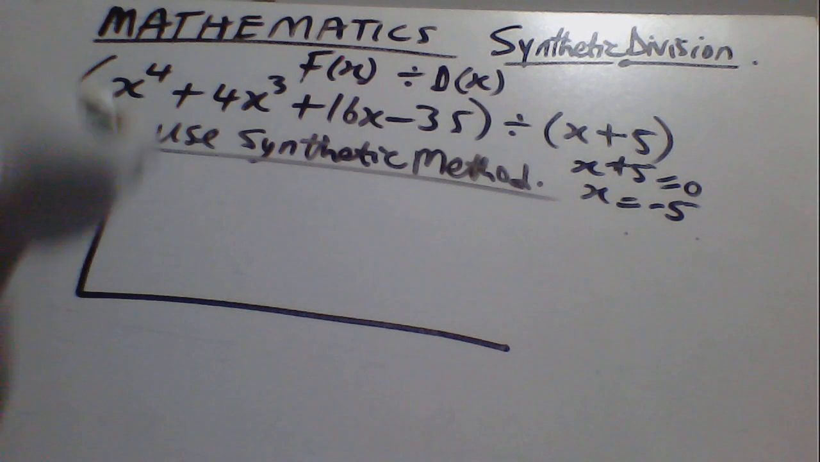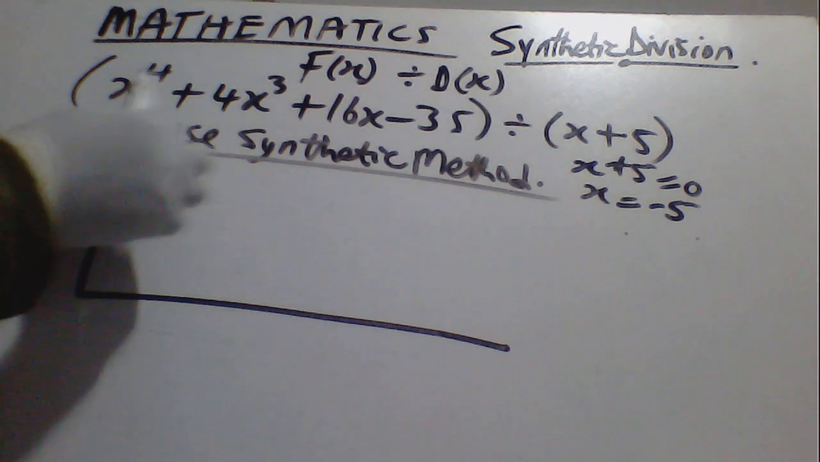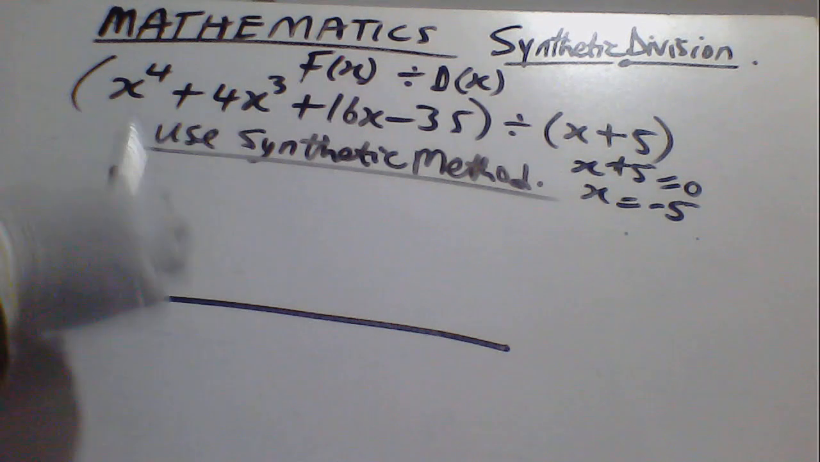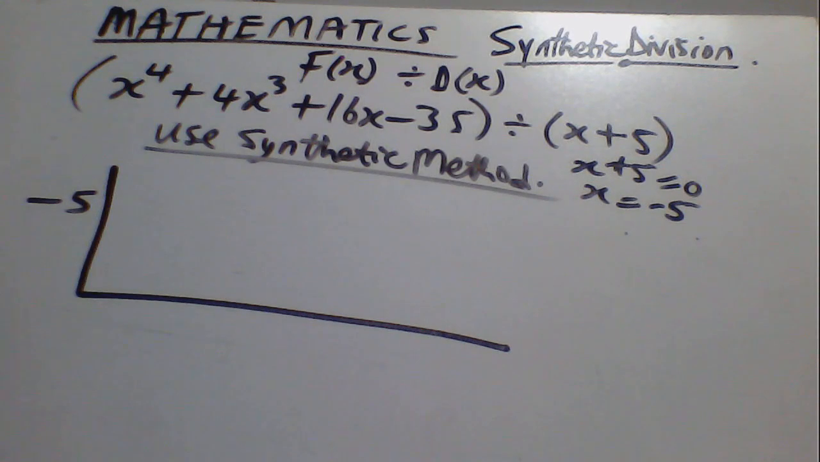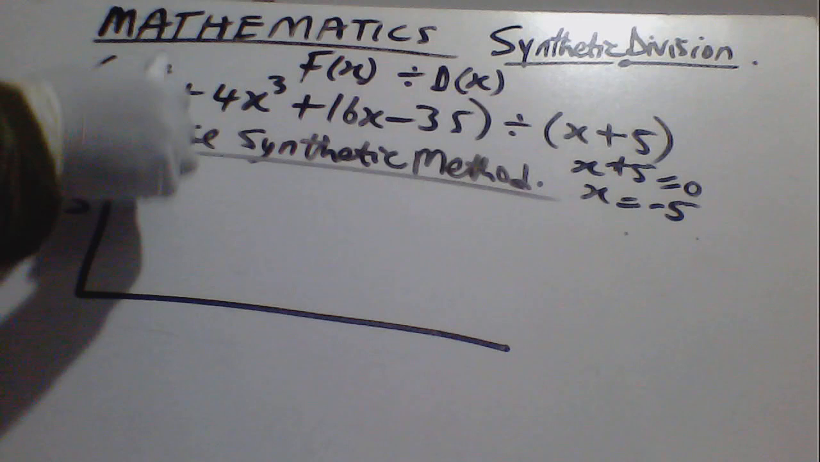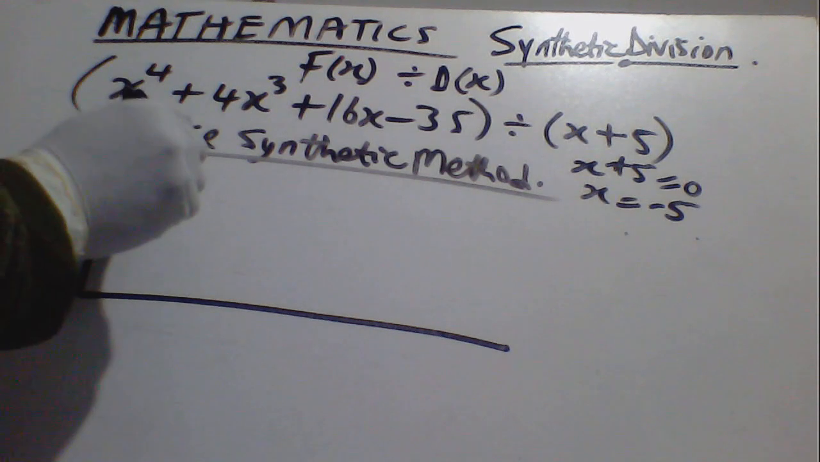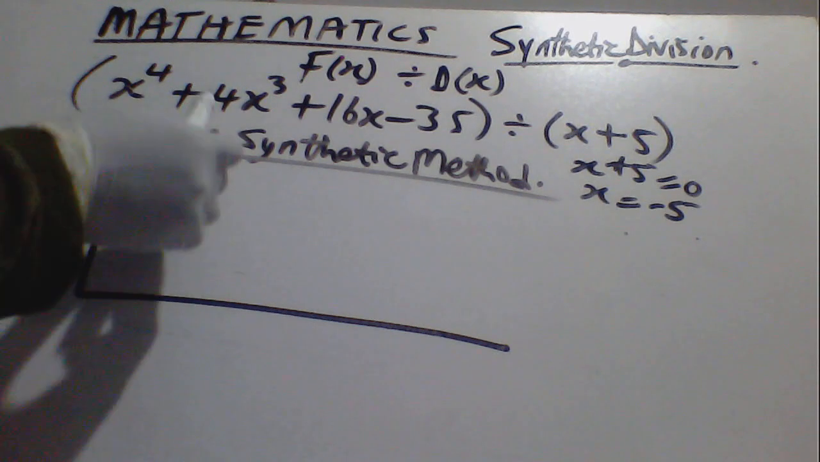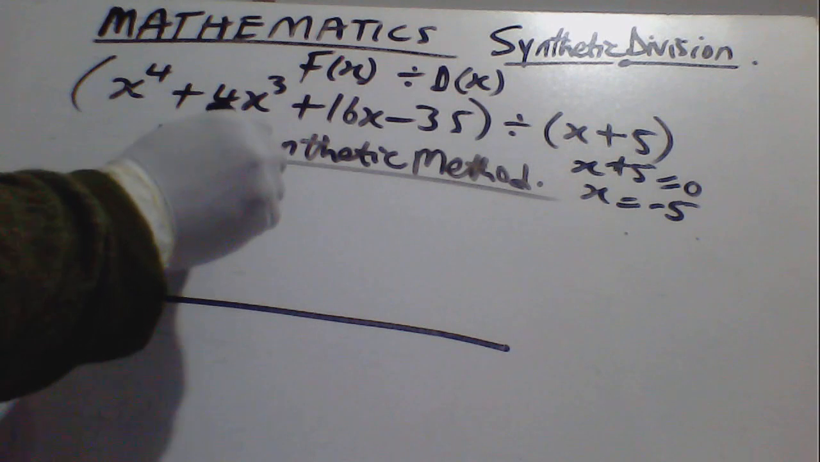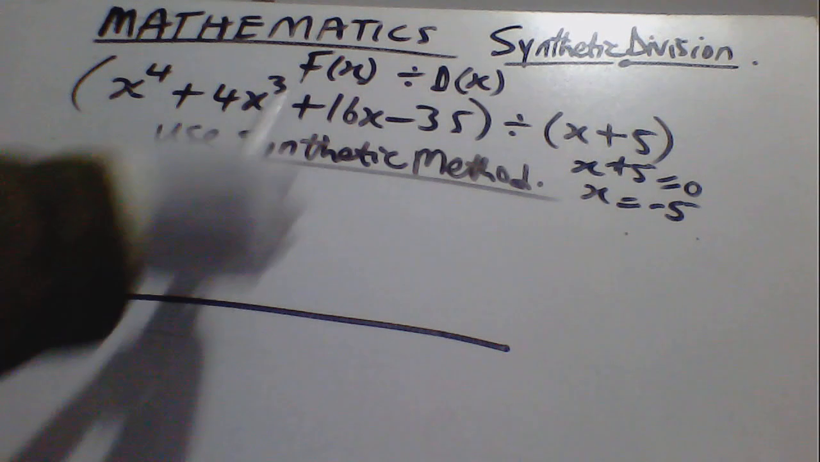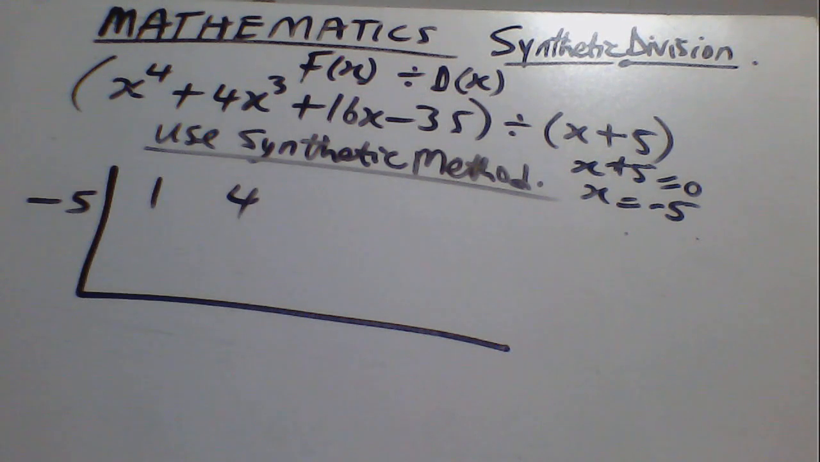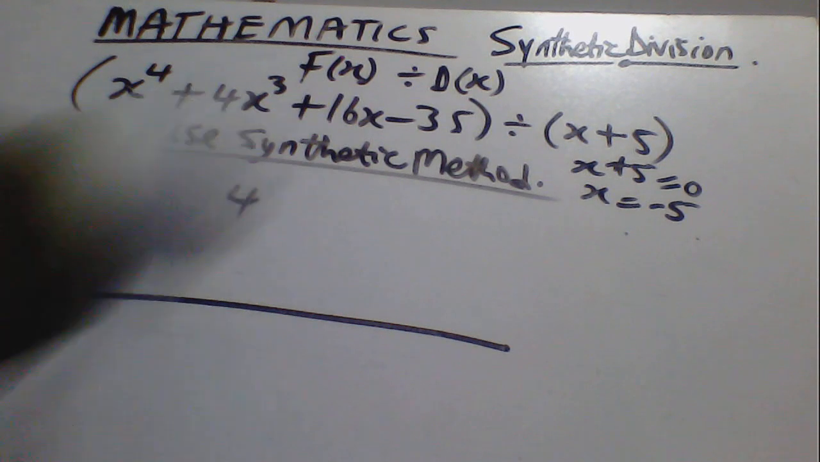So the next step is to list the coefficients of the terms that make up the polynomial in descending order of magnitude. Here we have x raised to the power 4, so the coefficient here is 1. The next coefficient here is 4. Remember, you are told that this listing of the coefficients must include any missing term.